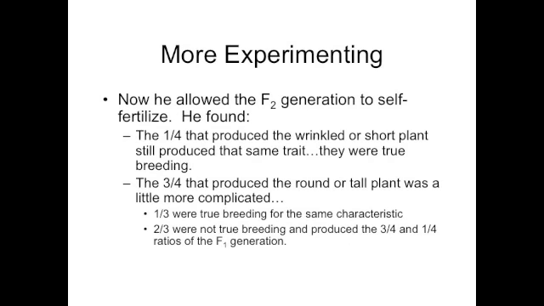Finally, Mendel allowed the F2 generation to self-fertilize. He found that the 1/4, or 25%, that produced the wrinkled or short plant still produced the same trait, so he concluded that they were true breeding. The 3/4, or 75%, that had produced the round or tall trait in the plant was a little more complicated. He found that 1/3 were true breeding for the same characteristic, tall or round. He then found that 2/3 were not true breeding and produced the 3/4 and 1/4 ratio.